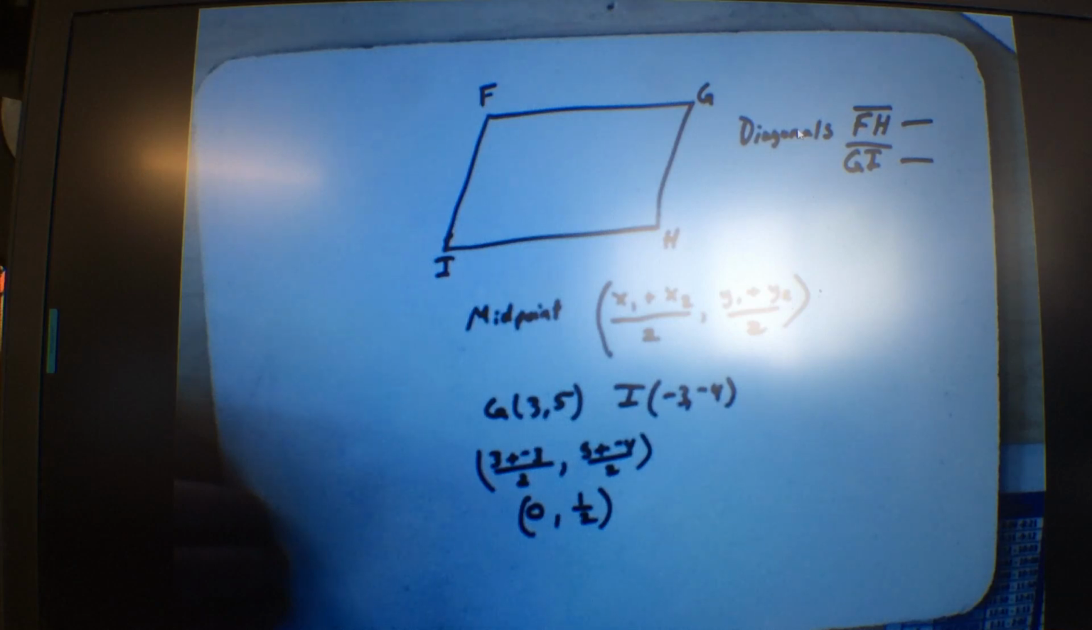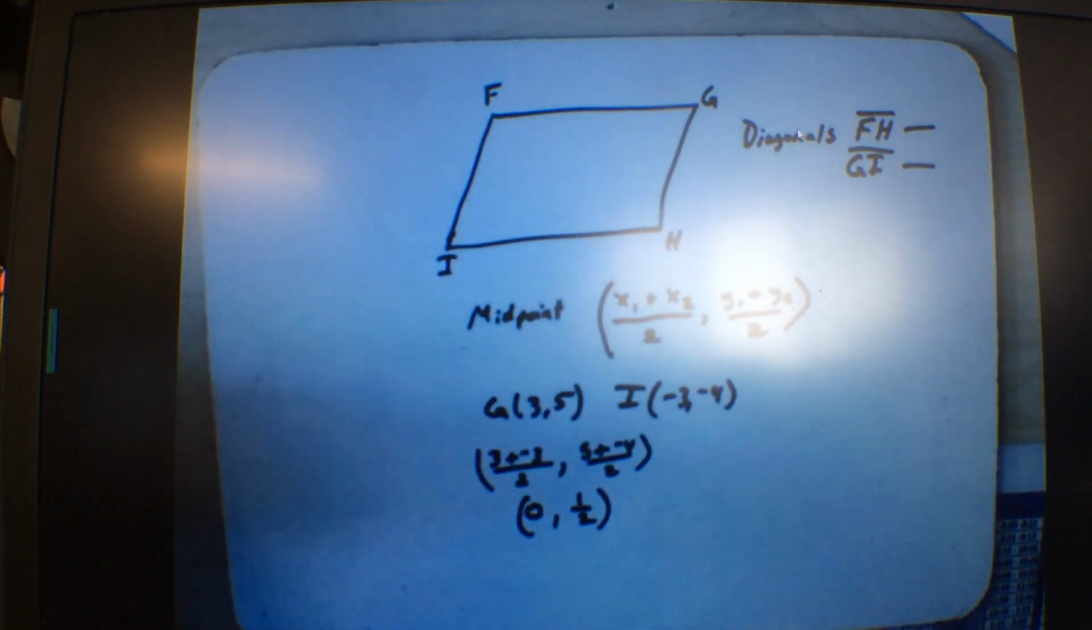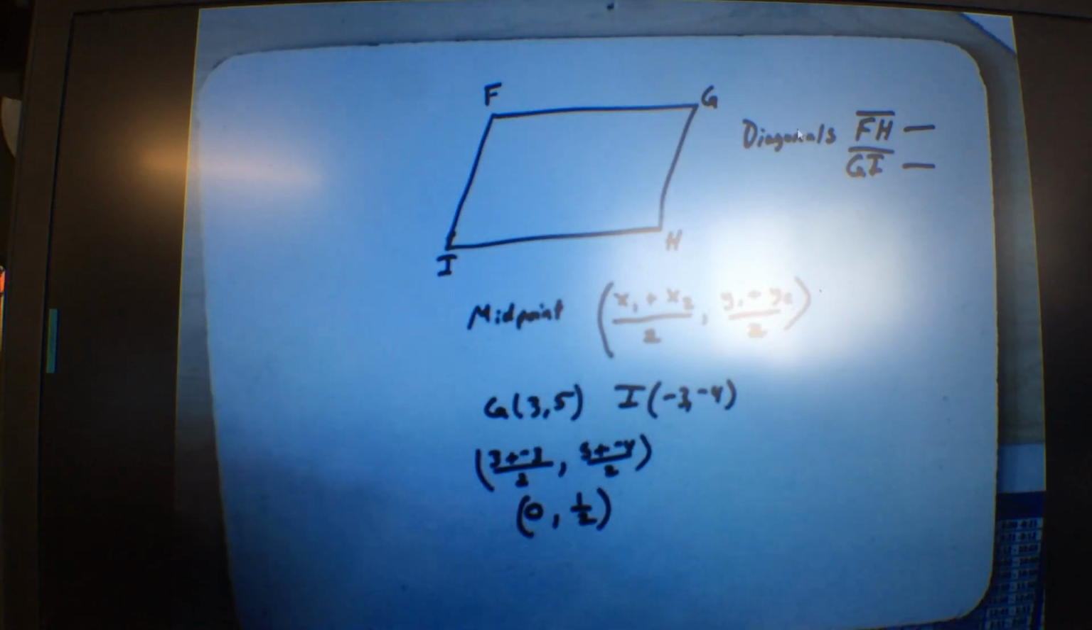Did you get that? 0, 1 and a half, and it doesn't matter which two you choose, you get the same thing, don't you? Connor? Okay. And he worked on the other two, didn't he? Okay, so that tells you.